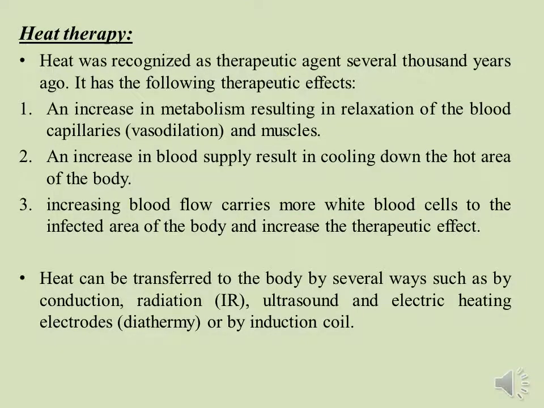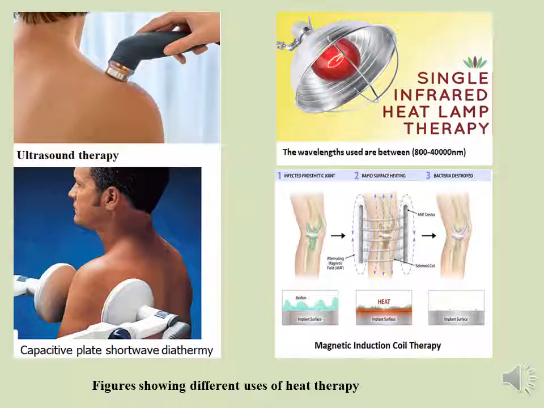Heat therapy. Heat was recognized as a therapeutic agent several thousand years ago. It has the following therapeutic effects: an increase in metabolism, resulting in relaxation of the blood capillaries and muscles. An increase in blood supply results in cooling down the hot area of the body. Increasing blood flow carries more white blood cells to the infected area of the body and increases the therapeutic effect. Heat can be transferred to the body in several ways, such as by conduction, radiation, IR, ultrasound, and electric heating electrodes, diathermy, or by induction coil. Figures showing different uses of heat therapy.